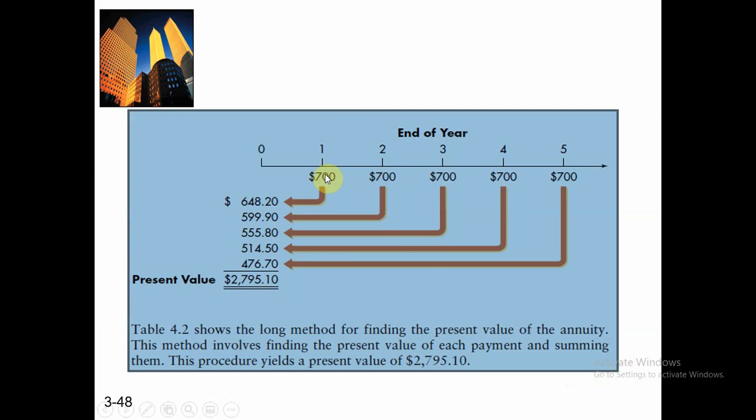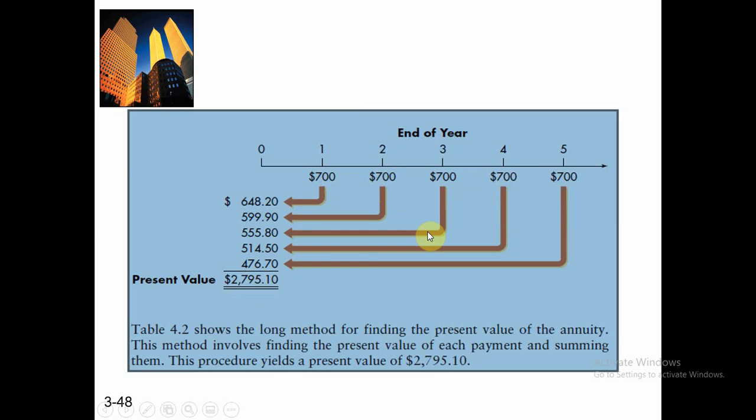So here is the graphical representation. We can see that this value is equal to 648, its present value equal to 599, and so on. In this investment plan, this last cash flow of 700 has a present value of 476. So we need to pay a minimum of $2,795 if we are interested to purchase this cash flow stream over the next 5 years.